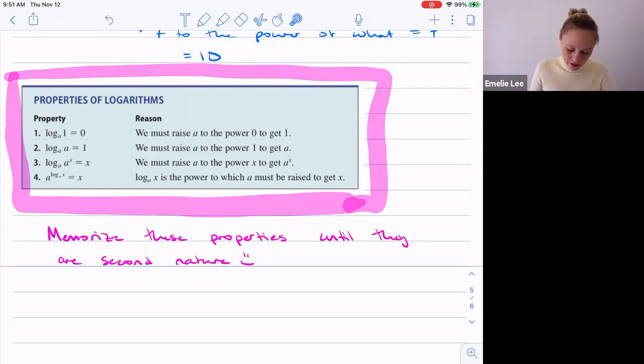So now here, log base A of A to the x is x.